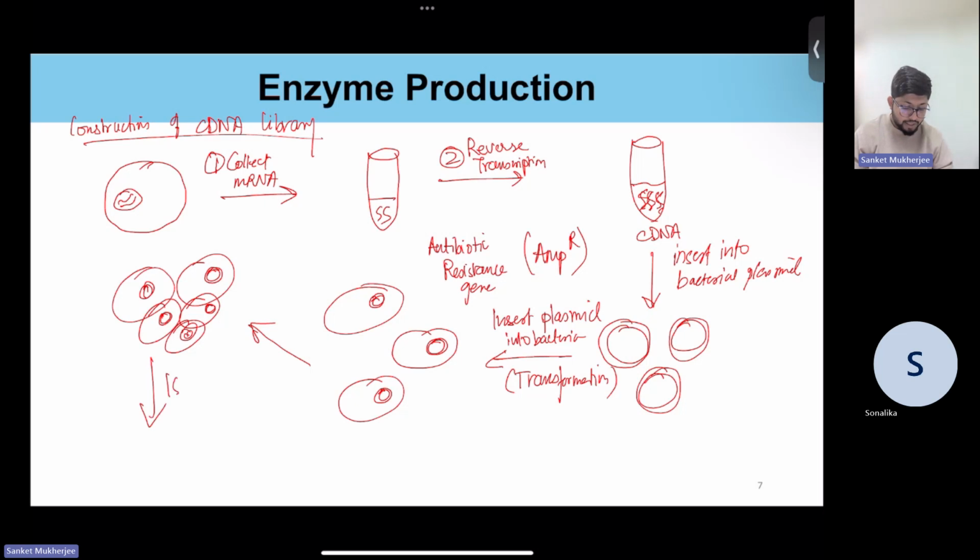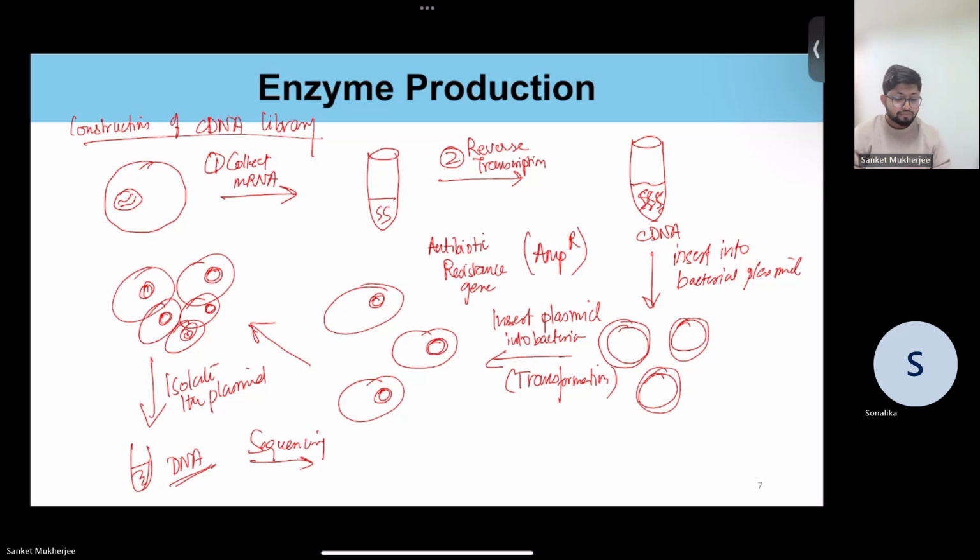Then you isolate the plasmid, and then you get the DNA basically. Now this DNA is essentially the DNA which will produce your enzyme. You can go for sequencing further to verify whether the right sequence has been inserted.